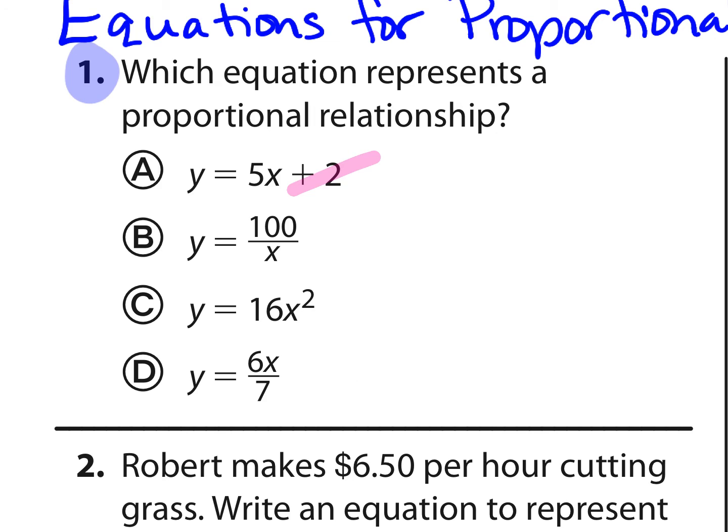Well, the first one doesn't work because of that plus 2. The second one doesn't work because it's dividing by x. The third one doesn't work because it's got that exponent of 2. Now this last choice, we have 6x over 7. We can actually pull the fraction out from in front of x, and we get 6/7 x. If you have x in the numerator, you can always do that. And since that's in the form of y equal kx, then D is a proportional relationship.